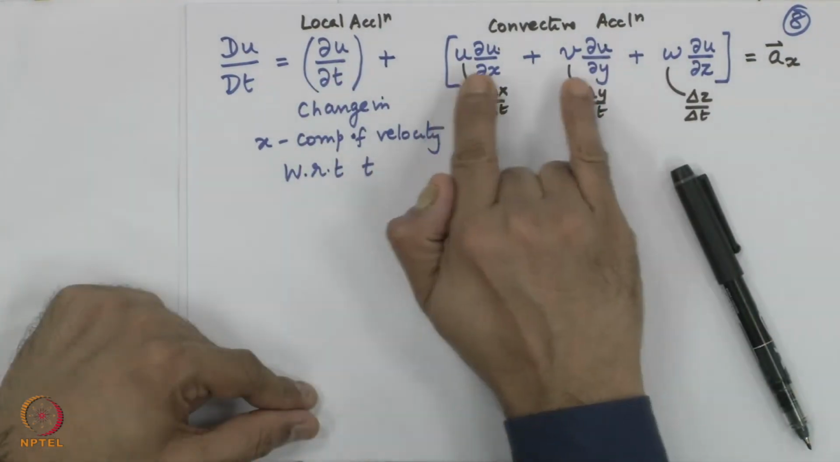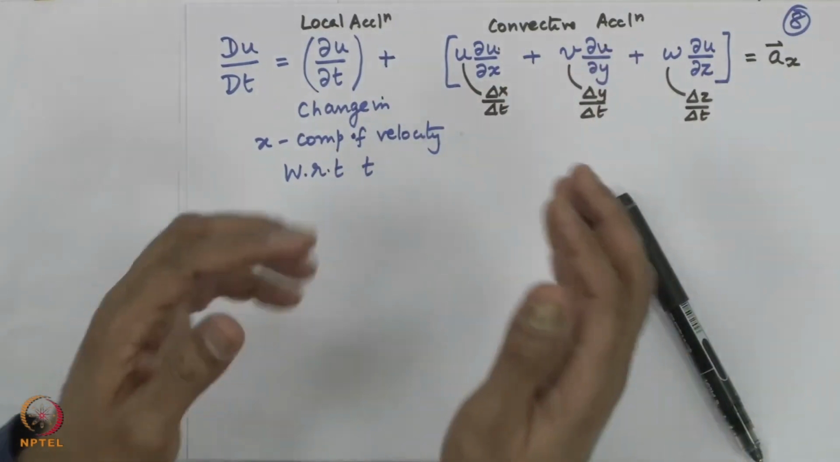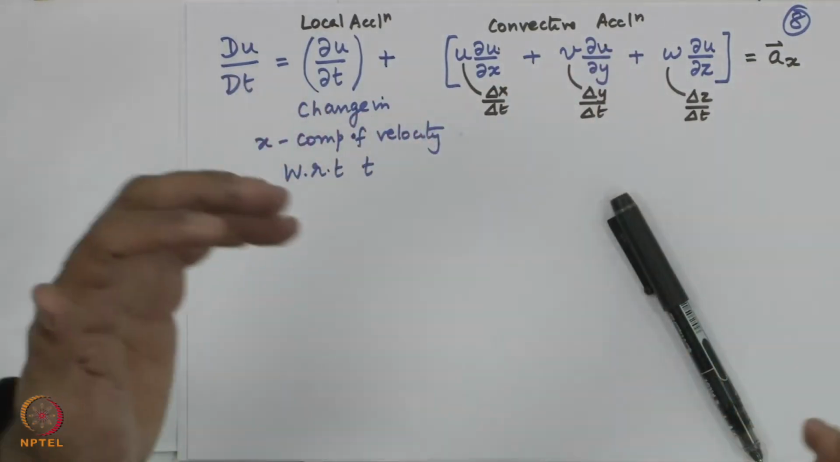Now what are these u, v and w? These are like the carriers. These are what are taking these changes along with them. X component velocity change because of the change in the x coordinate is being carried by the x component of the velocity. Is that a fair statement?